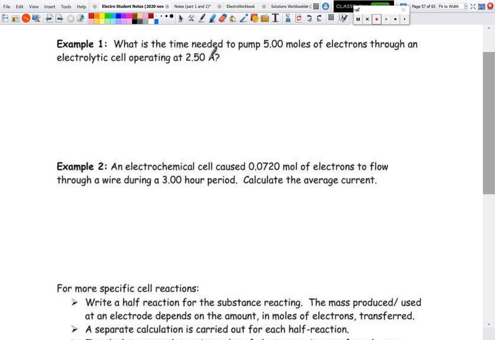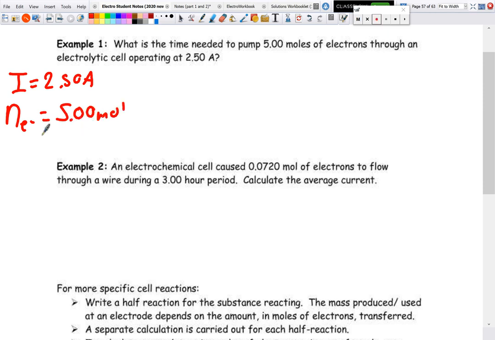So this right here: what is the time needed to pump 5 moles of electrons through an electrolytic cell operating at 2.5 amps? So we have a current equal to 2.50 amps, and it's saying pump 5 moles of electrons.